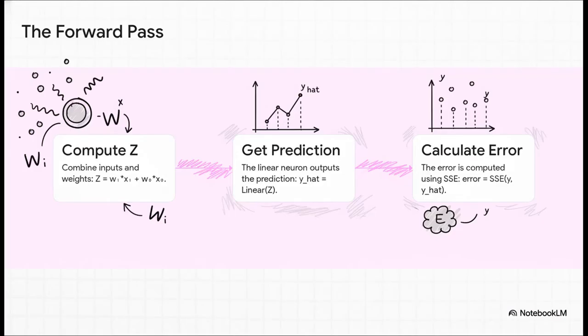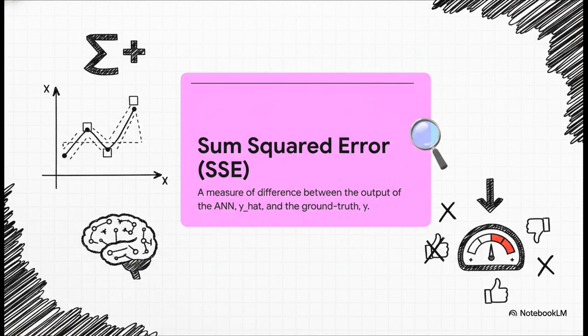It's a really straightforward three-step process. You can see it right here. First, we just combine our inputs and whatever our current weights are. For us, that just means plugging our data into the line equation. Second, that gives us our prediction, our y hat. And third, and this is absolutely the most critical part, we measure the difference between our prediction and the actual real data points. And we use a specific formula for this, called the sum squared error, or SSE.